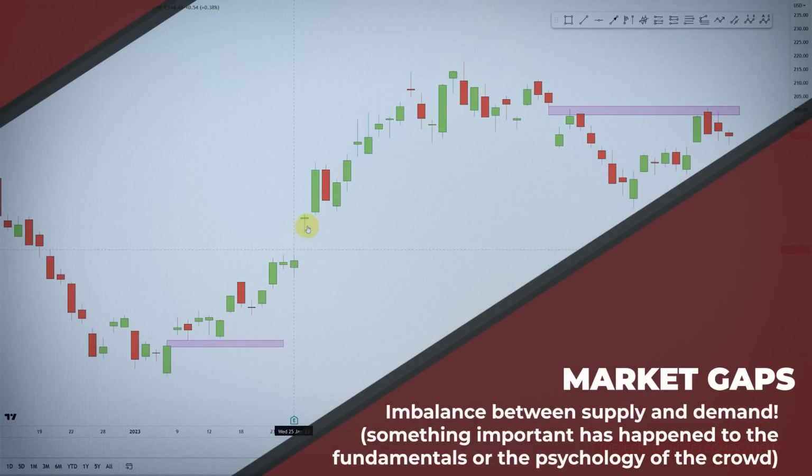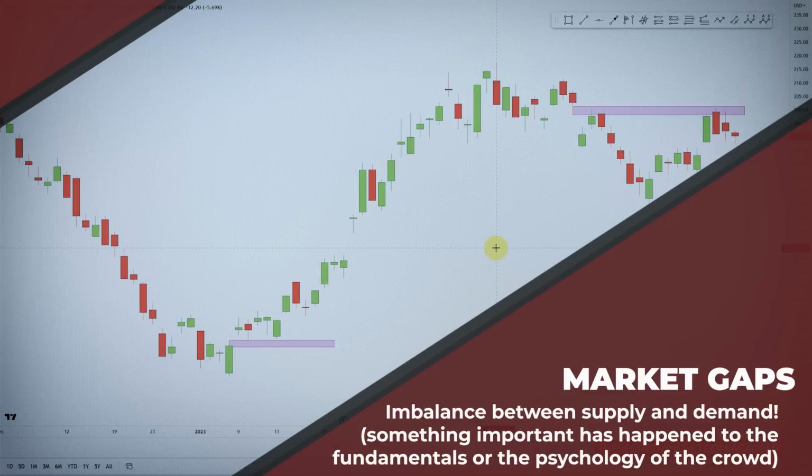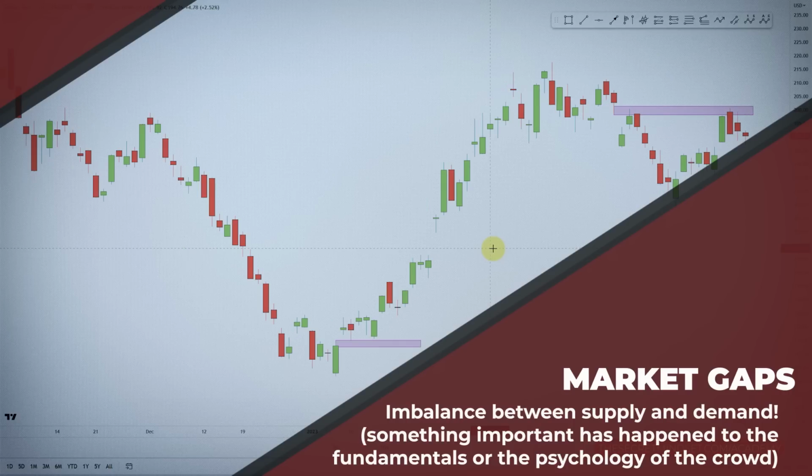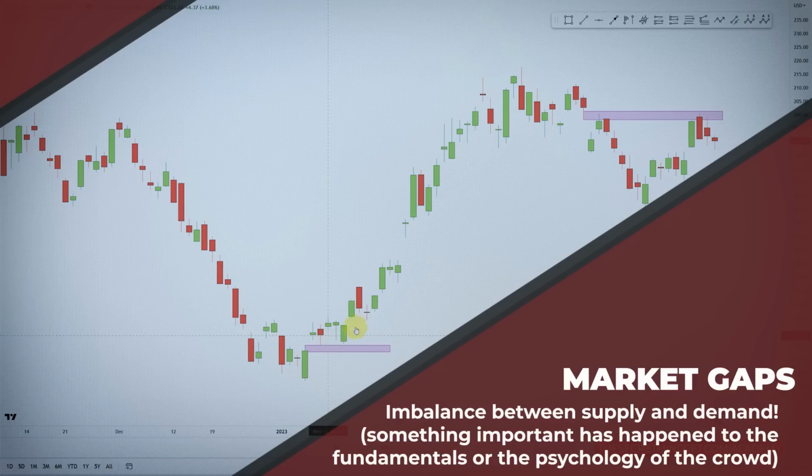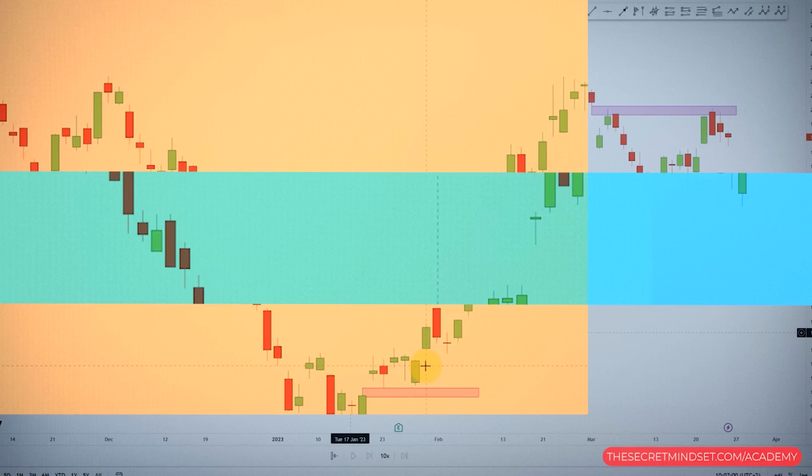Gaps are very important in my technical analysis plan because they offer evidence that something important has happened to the fundamentals or the psychology of the crowd. Gaps can be classified into 4 groups: common gaps, breakaway gaps, exhaustion gaps, and continuation gaps.